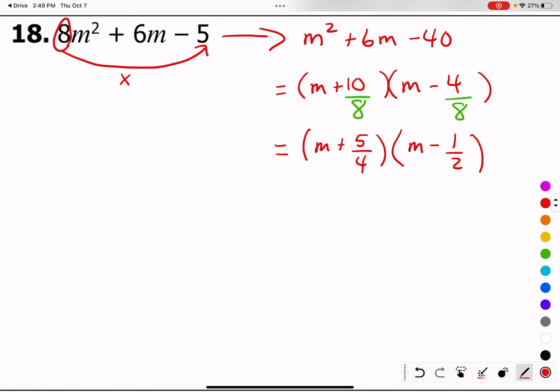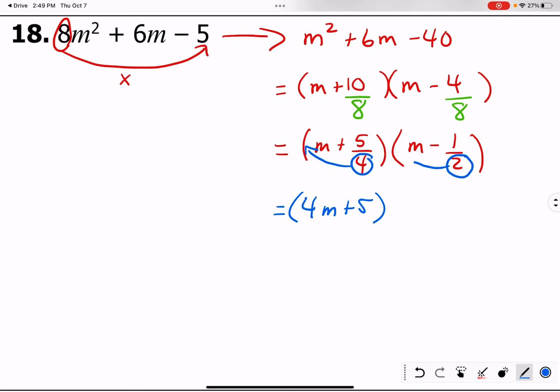But when we have factors, we never want to leave it as a fraction. Okay, so we're going to have to slide these denominators up to the front. So we're going to take the 4, we'll slide them up to the front. So our final factor will be 4m plus 5. And then we'll take this denominator of 2 and slide this guy up to the front. So this is going to be 2m minus 1. Okay, and then we're done.